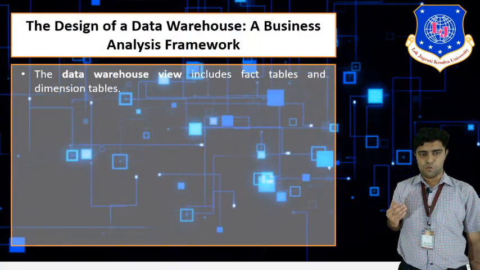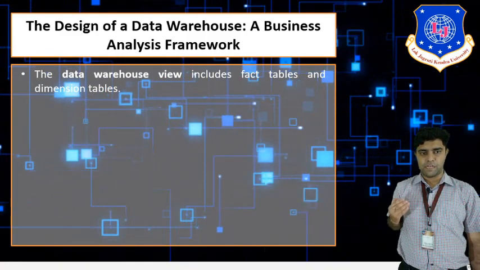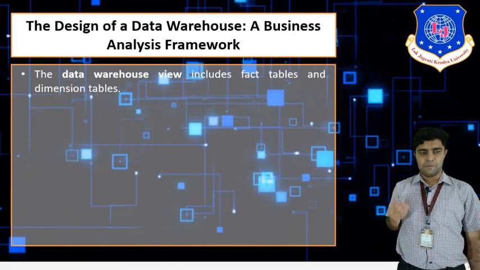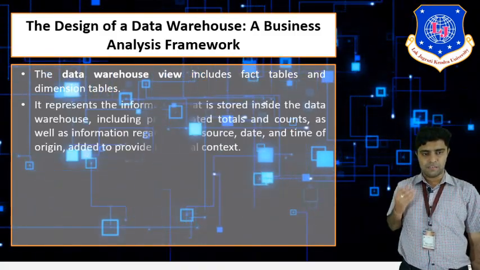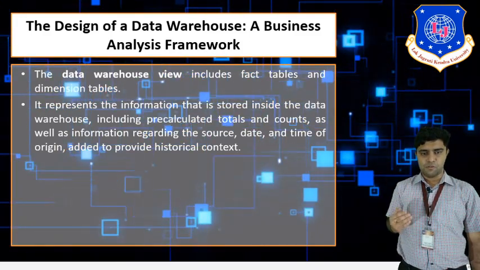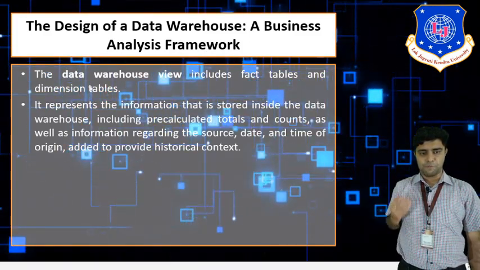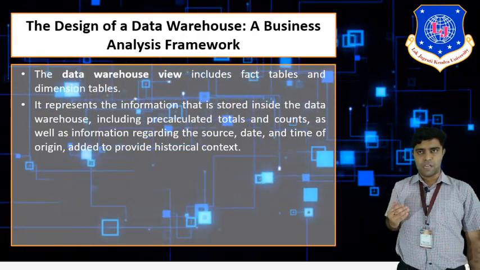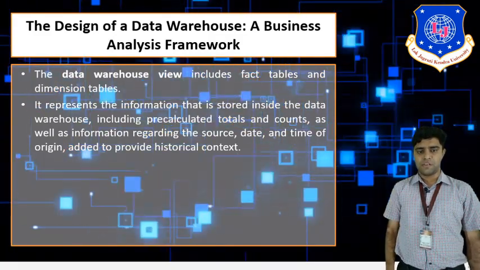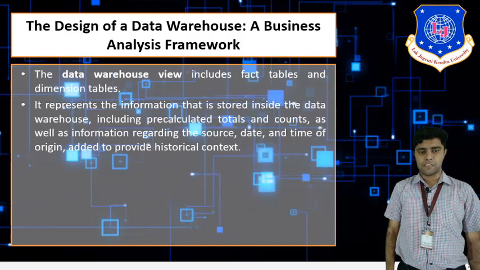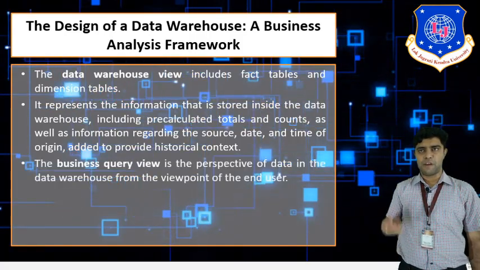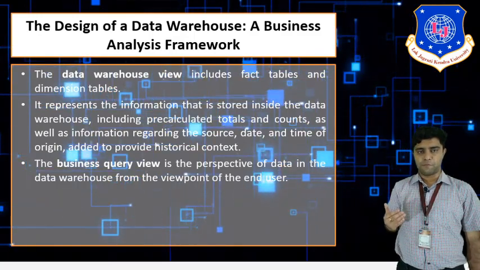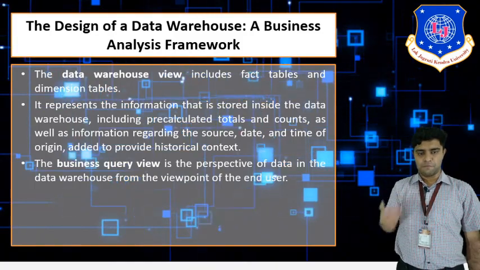The data warehouse view includes fact tables and dimension tables. The fact table is the main table, and dimension tables can be different tables. It represents the information that is stored inside the data warehouse, including precalculated totals and counts, as well as information regarding the source, date and time of origin, added to provide historic context. The business query view is the view of the data in the data warehouse from the point of view of the end user, that is called the business query view.